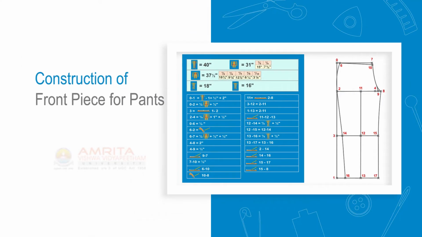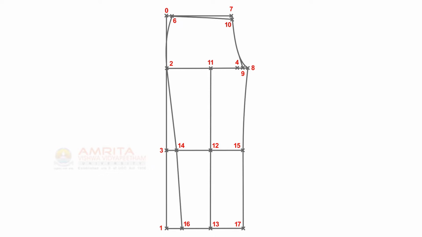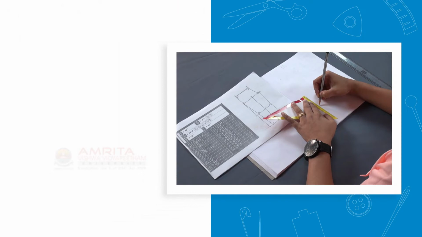Construction of front piece for pants. In the previous session, we identified the body measurements required for constructing the pattern of pants. Now we need to construct the pattern of the front pant piece based on drafting instructions. At the end of the session, you will be able to construct pattern of front pant piece using a triangular scale.